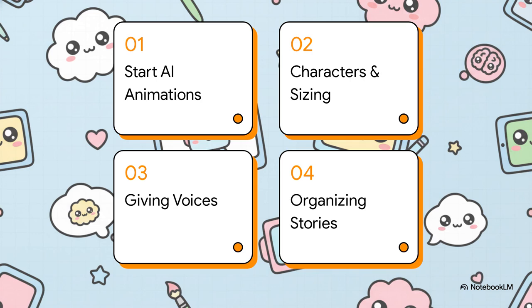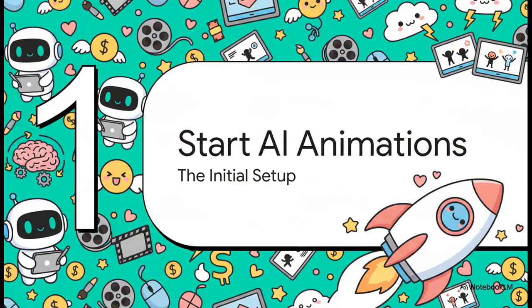Here is our creator's roadmap for today. We've got 1. Start free AI animations. 2. Characters, backgrounds, and sizing. 3. Giving characters a voice. And finally, 4. Organizing scenes for stories. So, kicking things off with step 1, start free AI animations, the initial setup.